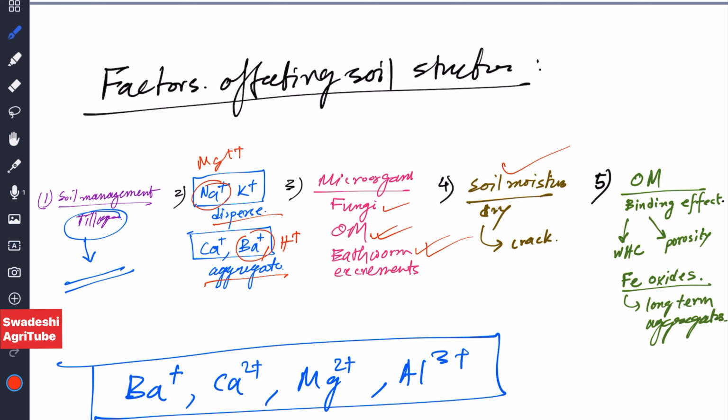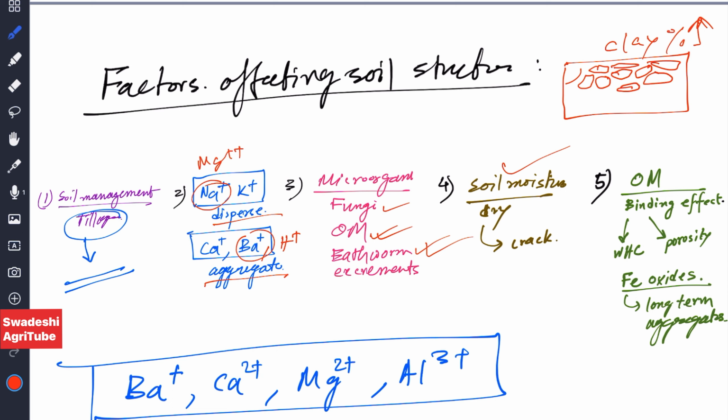Okay, the fourth important point is the soil moisture. We have all seen in many areas where the clay percentage is more in any soil, in case of dry season, there will be cracks in the soil like that. Okay? Because the moisture holds them to aggregate in the clay structure. When there is the dry period, that means the aggregation is loose, that's why they crack in the soil.